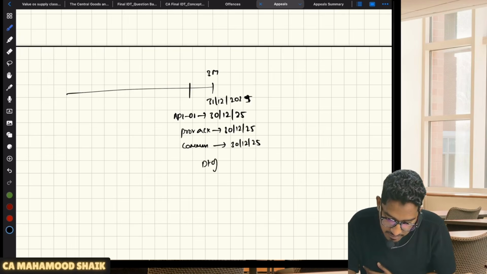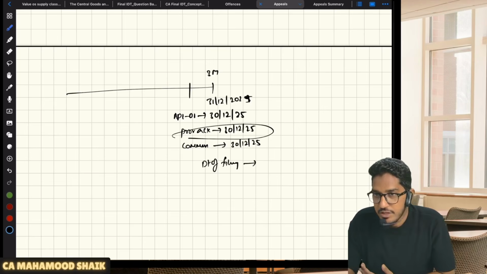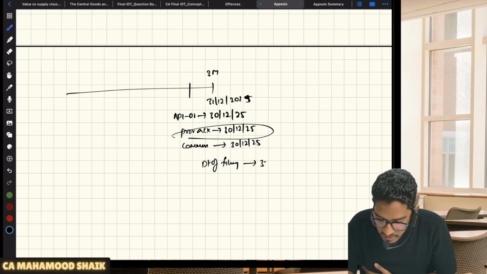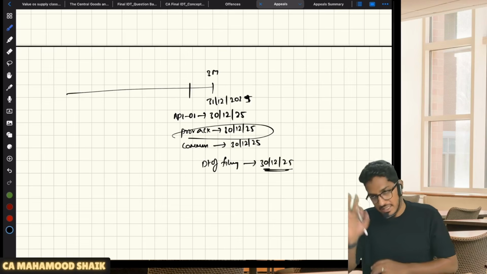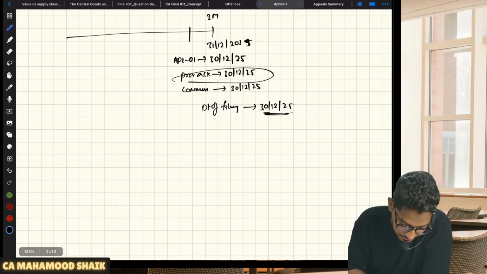So what is the date of filing of appeal? Tell me, what is the date of filing of appeal? The date of provisional acknowledgement. If you have uploaded it, everything will fall on the same day. So 30th of December 2025 will be my date of appeal. Is it within date? Yes. Will I consider my appeal? Yes. Let us say another case.